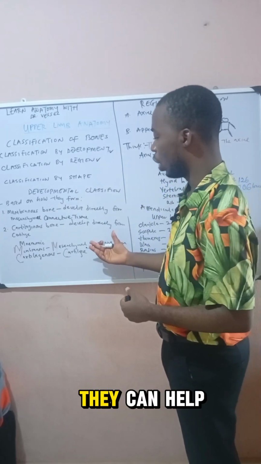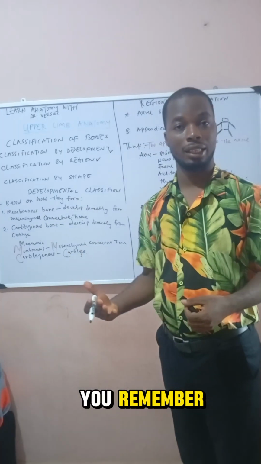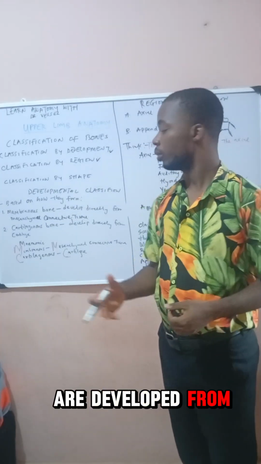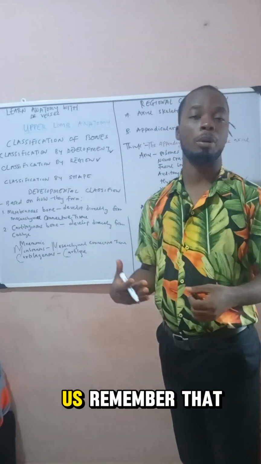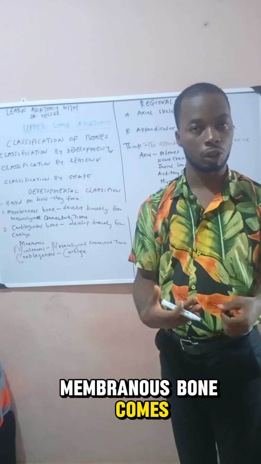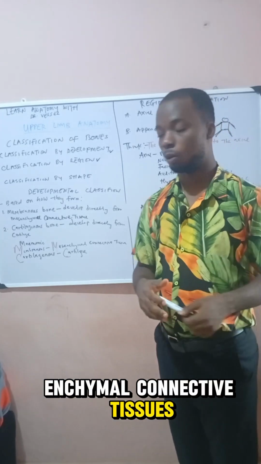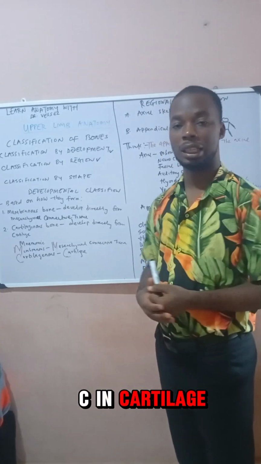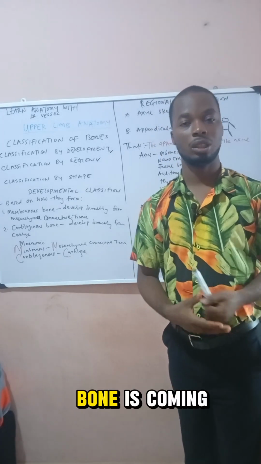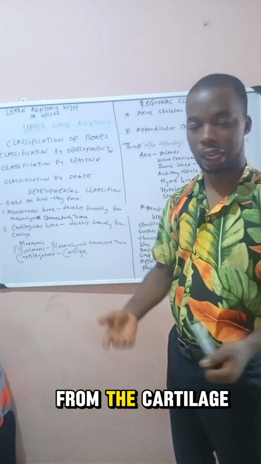And yes, mnemonics can help you remember where these bones are developed from. The letter M in membranous and M in mesenchymal can help us remember that membranous bone comes from the mesenchymal connective tissues, while the letter C in cartilaginous and the letter C in cartilage can help us remember that cartilaginous bone is coming from the cartilage.